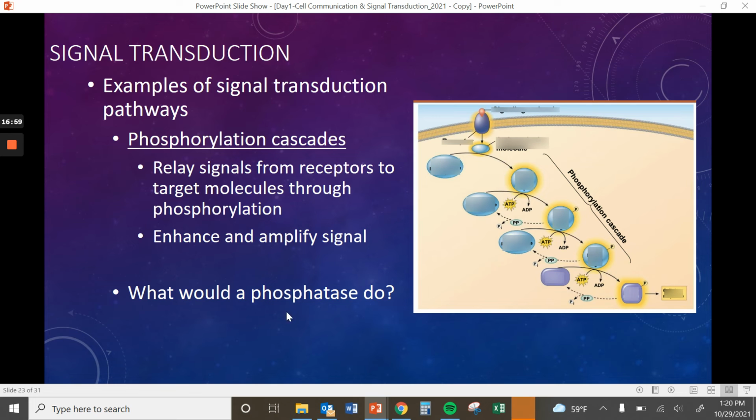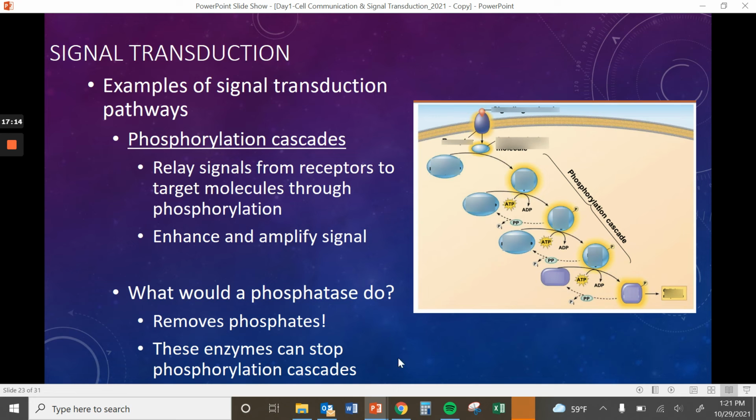Okay, and we can also have molecules that interfere with this that are phosphatases. Remember, the "ase" ending indicates an enzyme, and a phosphatase is an enzyme that removes phosphates. So remember, kinases add phosphates, phosphatases remove phosphates. And these can actually stop some phosphorylation cascades or even make them decrease.